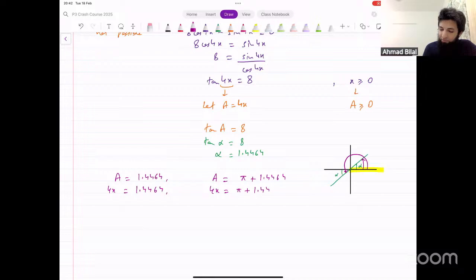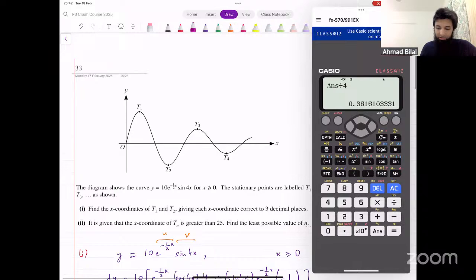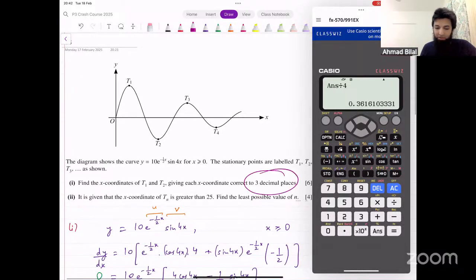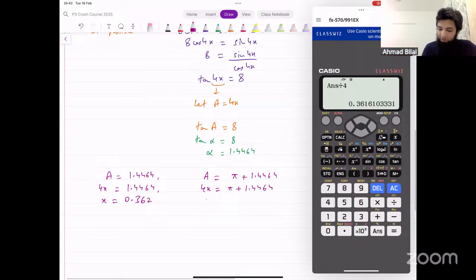Now put that substitution back and you get 4x equal to 1.4464 and 4x equal to pi plus 1.4464. What's the value of x that we get from this? The first angle that we get is 0.3616. You have to give your answer to 3 decimal places. It becomes 0.362. And the second answer, 1.147.